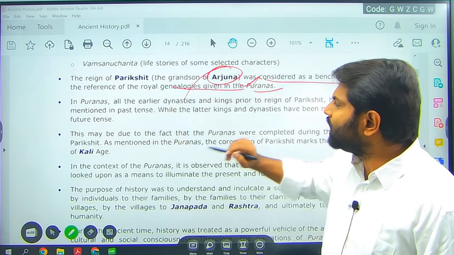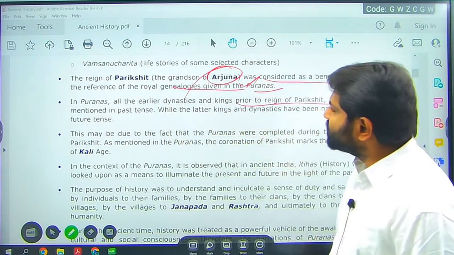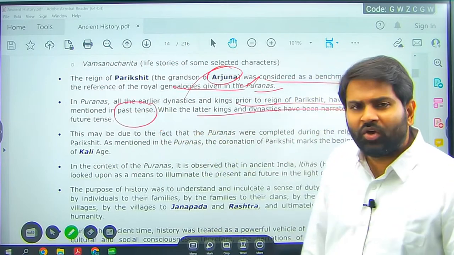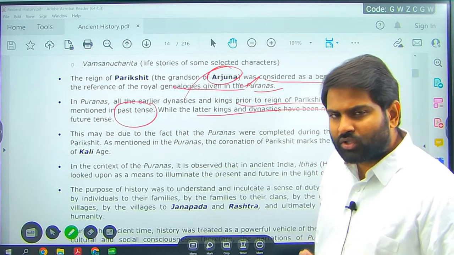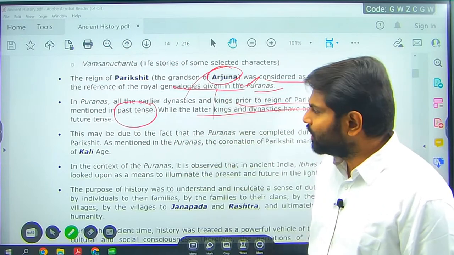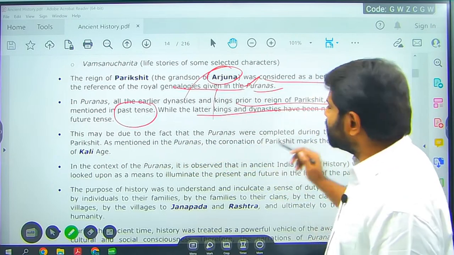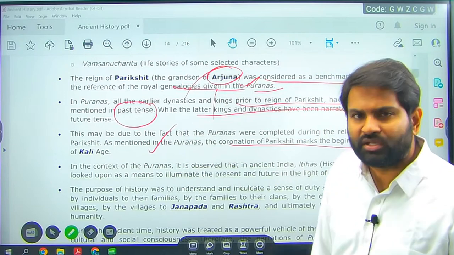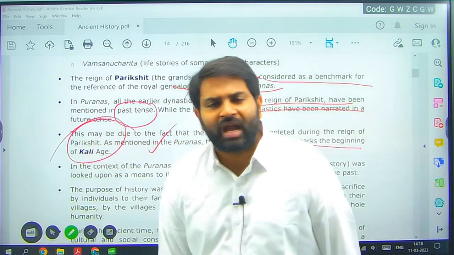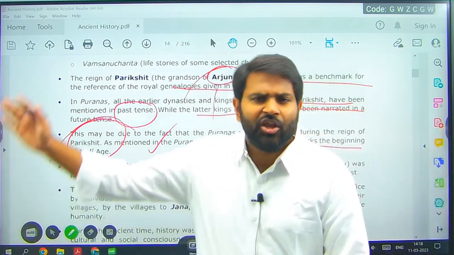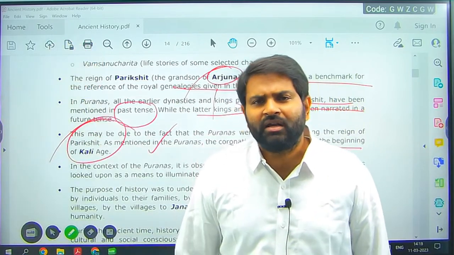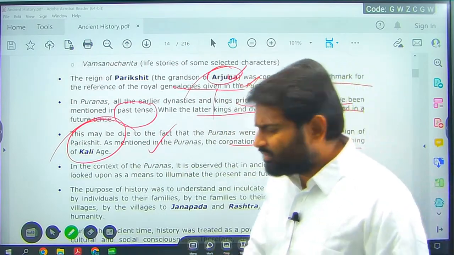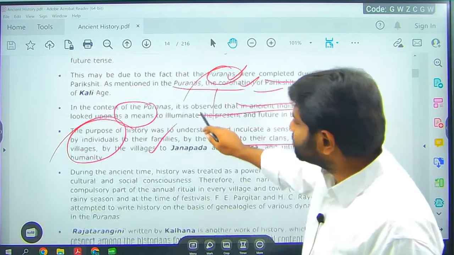In Puranas, all earlier dynasties and kings prior to the reign of Parikshit have been mentioned in past tense, and later kings were narrated in future tense. Okay, so that is the reason why we say Parikshit is the reference point. This may be due to the fact that Puranas were completed during the reign of Parikshit. As mentioned in the Puranas, the coronation of Parikshit marks the beginning of the Kali age. So according to the Hindu belief system, the Kali age started from the reign of this particular Parikshit, who is the grandson of this particular Arjuna, of the Pandavas. Pandavas, Kauravas, Mahabharata, all this you know.